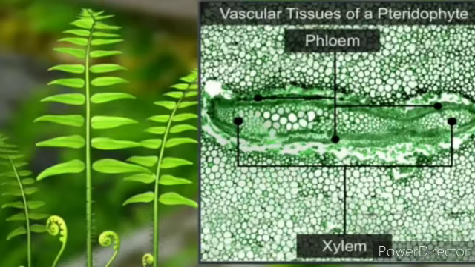Evolutionarily, they are the first terrestrial plants to possess vascular tissues. Terrestrial plants means the land plants. Vascular tissues means conducting tissues, xylem and phloem. Xylem conducts the water and phloem conducts the food. So the pteridophytes are also called vascular plants, because they are the first terrestrial plants to possess the vascular tissue, xylem and phloem.